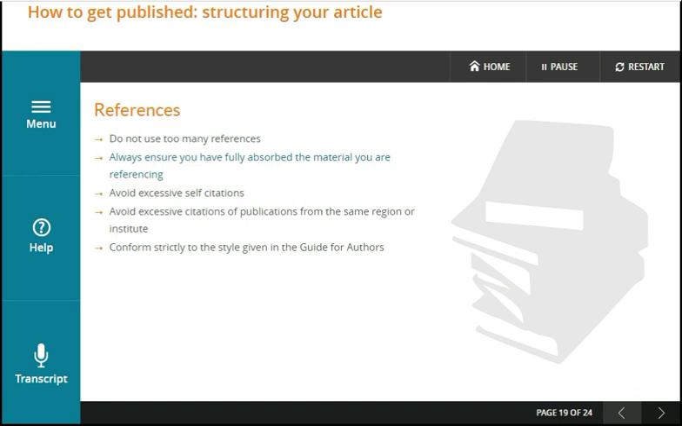Always ensure that you have fully absorbed and understood the material you are referencing. Do not just rely on reading excerpts or isolated sentences. Know what you're referencing. Avoid excessive self-citations of your own work or from a single region or institute. Check the guide for authors to ensure the proper format. Presentation in the correct format is the responsibility of the author, not the editor. Make the editor's work easier and they will appreciate the effort.